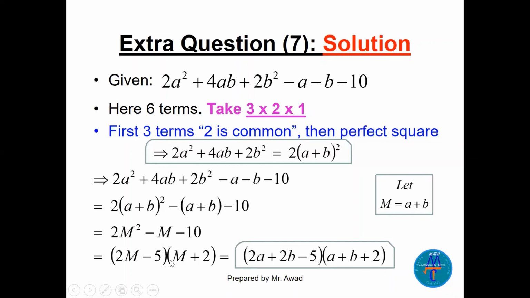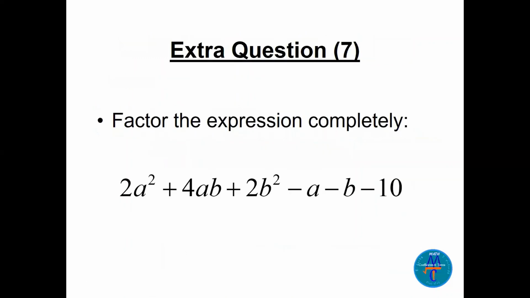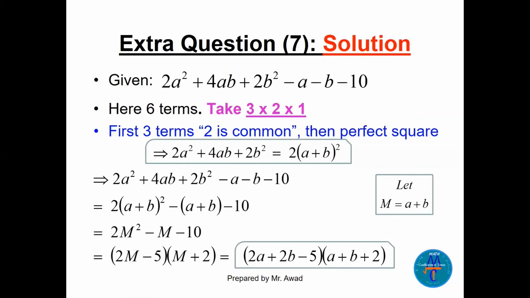You have to go back to let and use m, a plus b, write it here and write it there. And see, there is a 2 here and there is no 2 here. So it is (2a plus 2b minus 5)(a plus b plus 2). See, that's all product now. If you multiply all these, you get this. This is the answer here. But there is no need because the question is factor completely. I think this is not an easy question, but very interesting. 6 terms, guys, we need to factor completely.